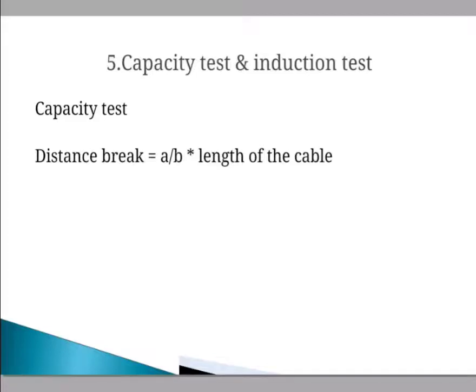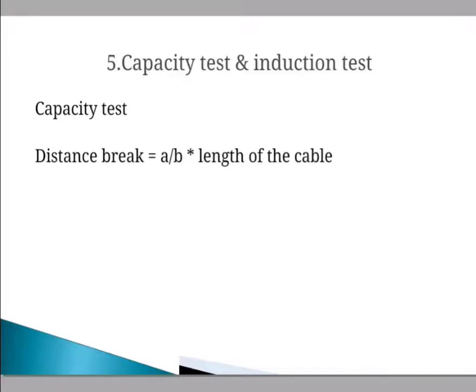The duration of charging is maintained the same in both tests. The distance of break can be determined with the help of the formula, that is distance of break is equal to A divided by B into length of the cable. A is the deflection of the galvanometer for the faulty core and B is the deflection of the galvanometer for the sound core. For locating an open circuit fault with low insulation resistance, the bridge test is also adopted. The capacity test is used to find the open circuit fault in an underground cable without digging up the total system or trench.